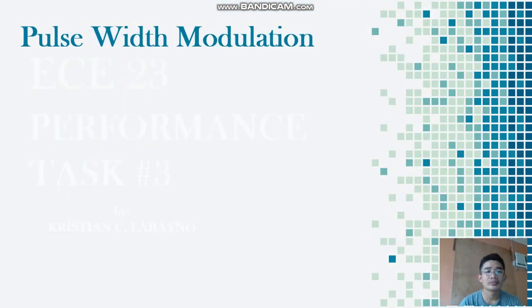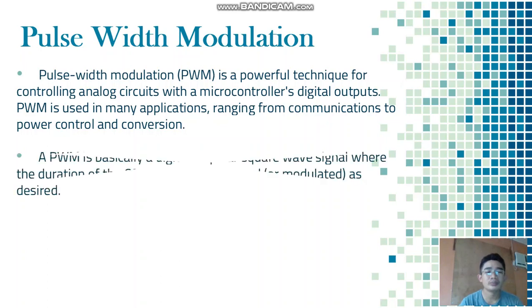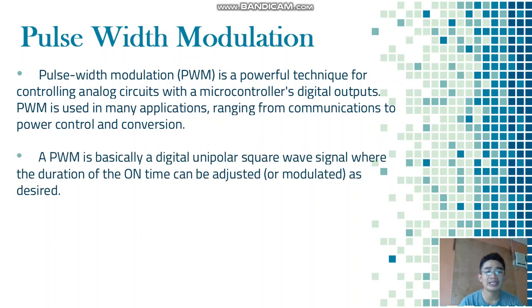Let's start. What is pulse width modulation? Pulse width modulation is a powerful technique for controlling analog circuits with the microcontroller's digital outputs. PWM is used in many applications, ranging from communications to power control and conversion. Second, PWM is basically a digital unipolar square wave signal where the duration of the on time can be adjusted or modulated as desired.